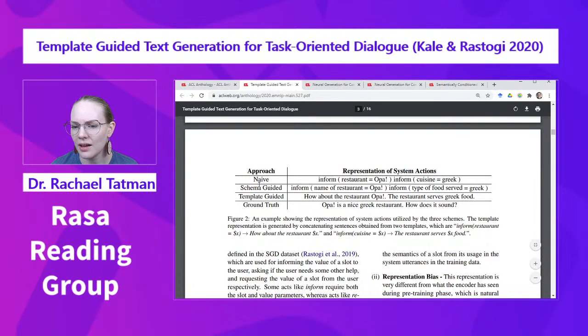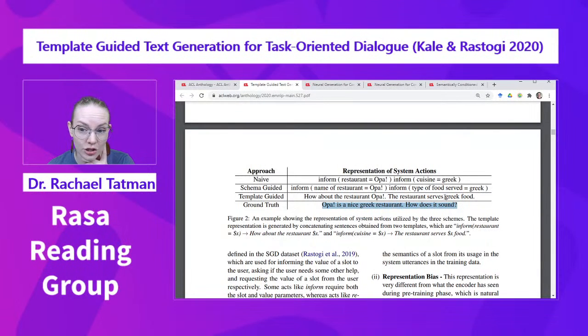And then the template guided is generated by concatenating sentences obtained from the two templates, which are inform restaurant, how about restaurant, inform cuisine, the restaurant serves. How about restaurant, slot name, it serves slot food, and then the ground truth is, I guess, human generated here. So basically they're saying that this is more fluent sounding than the template guided, I think.